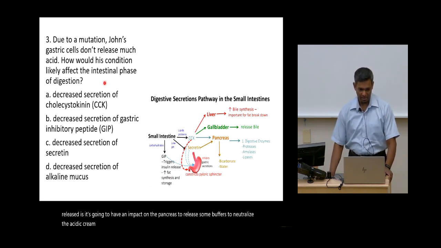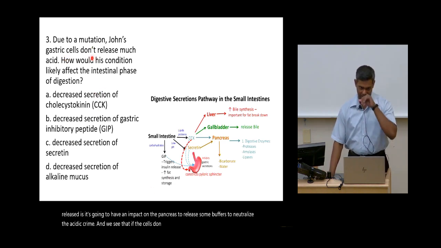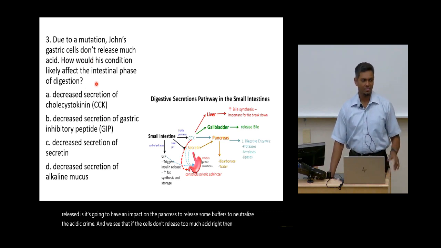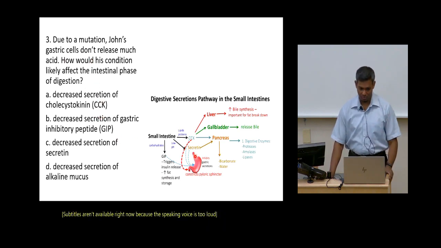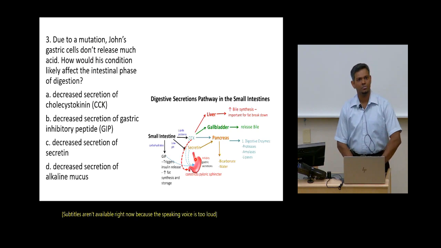And we see that if the cells don't release too much acid, then the pH won't be as low, and so secretin release will be impacted. Is that clear, folks? Yes? Okay.